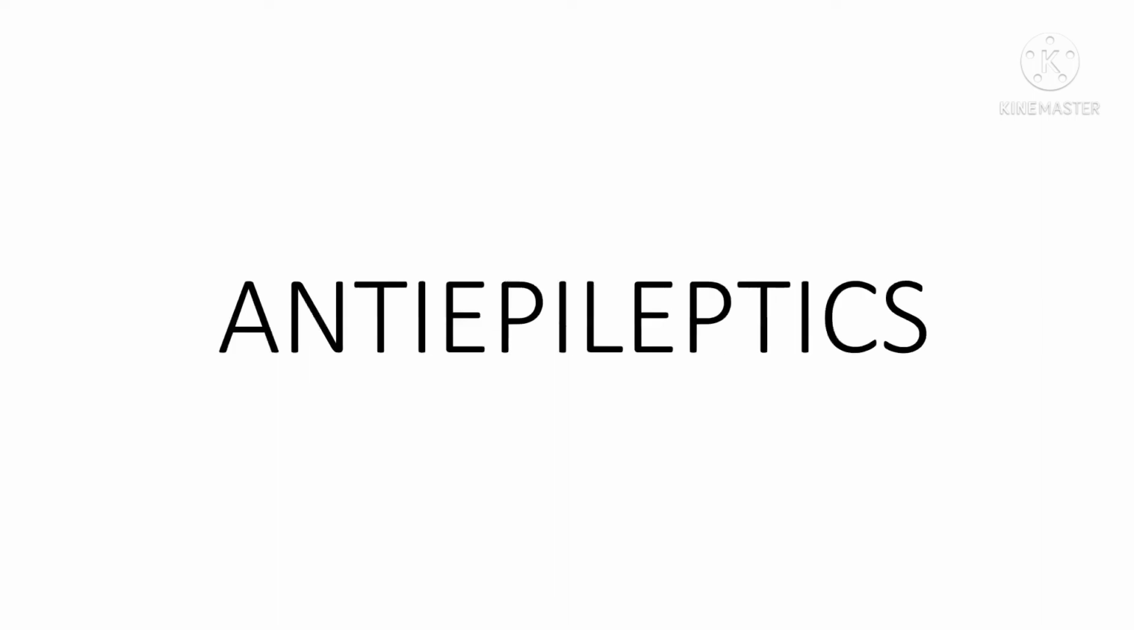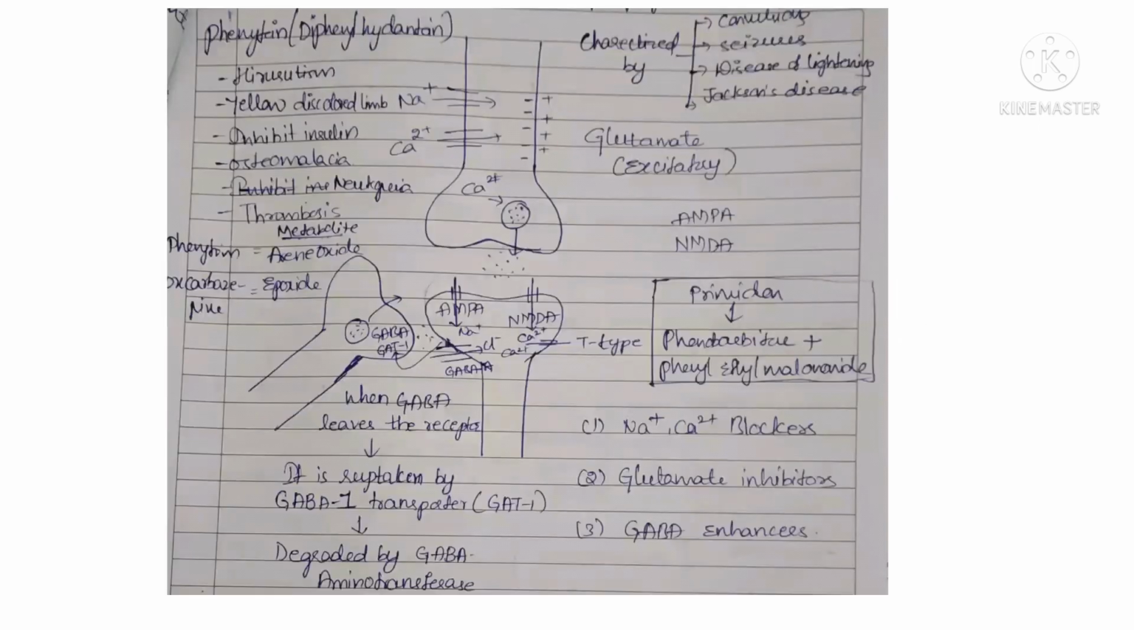From today, I'm going to start CNS disorders. There are many disorders related to CNS like Parkinson's, Alzheimer's, epilepsy, depression, mania, etc. So we'll discuss all of them. Let's start. So first we'll start with epilepsy, antiepileptics.